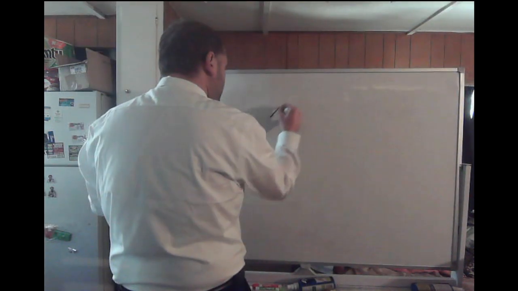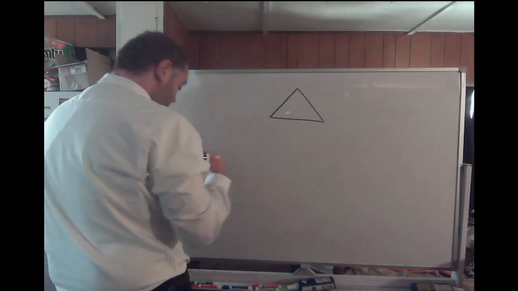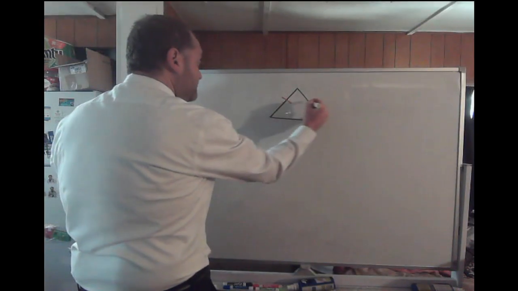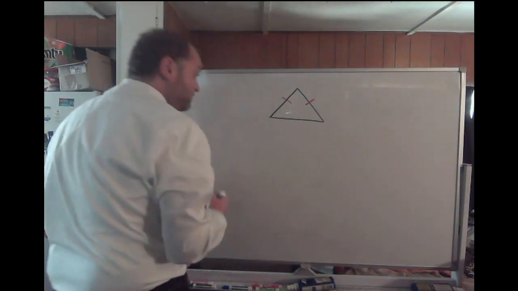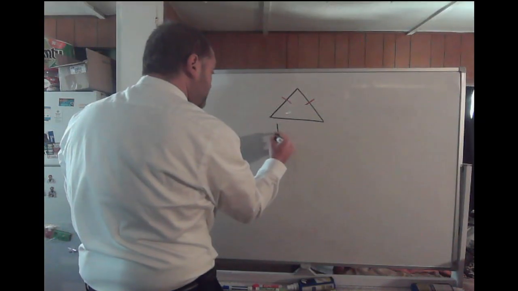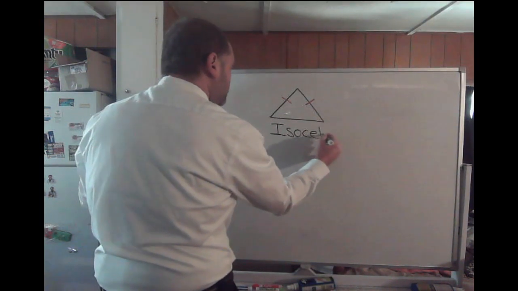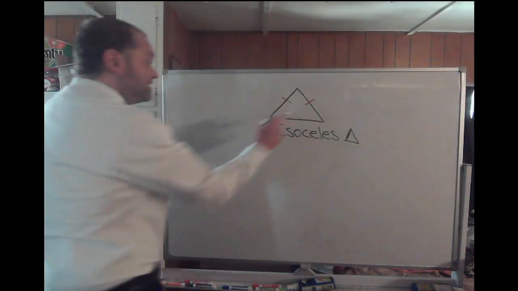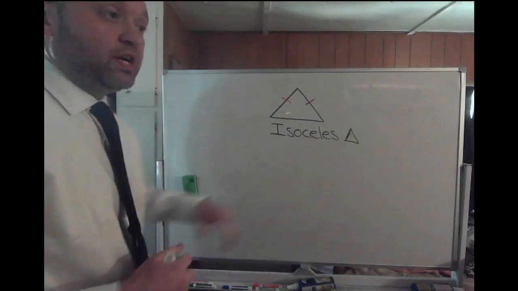Next, we have this one here. If at least 2 of the sides of the triangle are congruent, you have what's called an isosceles triangle. So if at least 2 of the sides of the triangle are congruent, you have what's called an isosceles triangle.